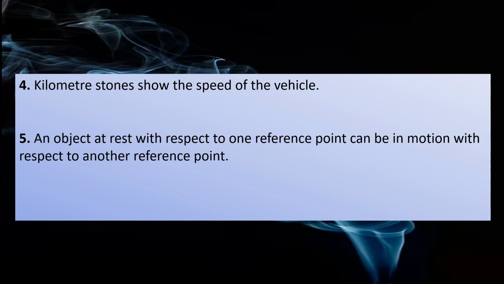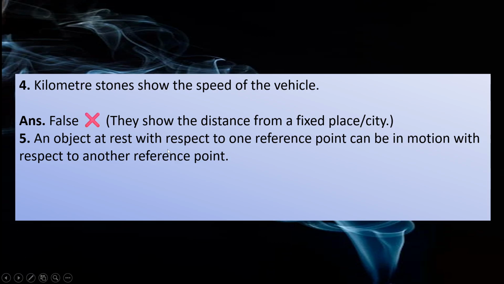Fourth one, kilometer stones show the speed of a vehicle. False. They show the distance from a fixed place or a city. Question number 5. An object at rest with respect to one reference point can be in motion with respect to another reference point. What is the answer? Answer is true.